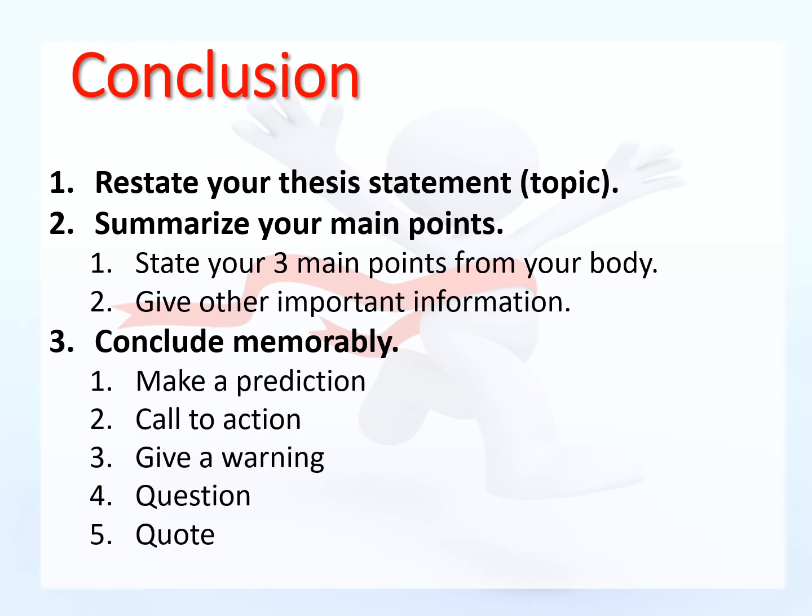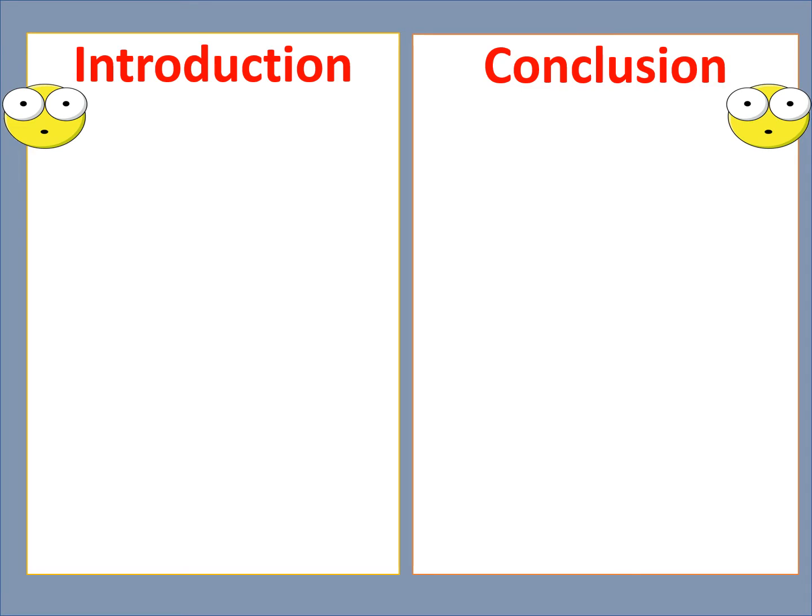Here you want to make some type of statement to finish strong, something that we're going to remember after we finish reading your paper. So you can make some type of prediction here or tell the reader to do some action, something like that. The book talks about 5 different methods, and we'll go over some of these methods later on in the video. If it helps you, you can think of a conclusion like an upside down introduction.